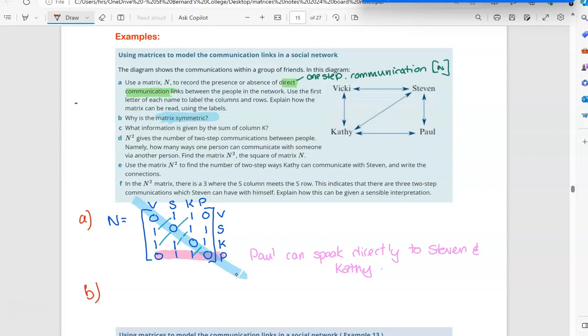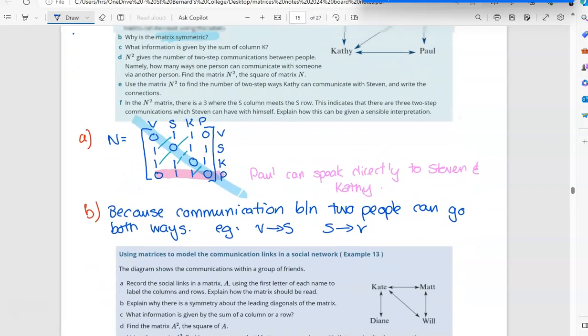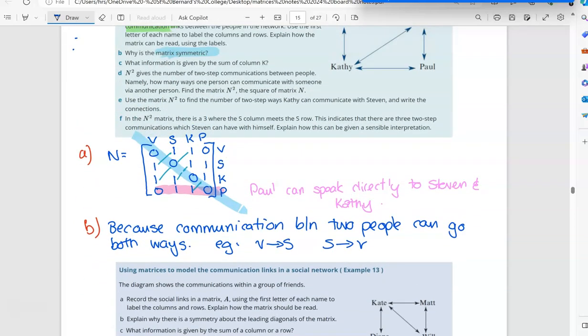So why is the matrix symmetric? We'll just say that because the communication between two people can go both ways. If you want to put a little example, you could say Vicky to Stephen can go Stephen to Vicky. That's all right, if you just try to explain what you're doing. Sorry, we're running out of a little room.